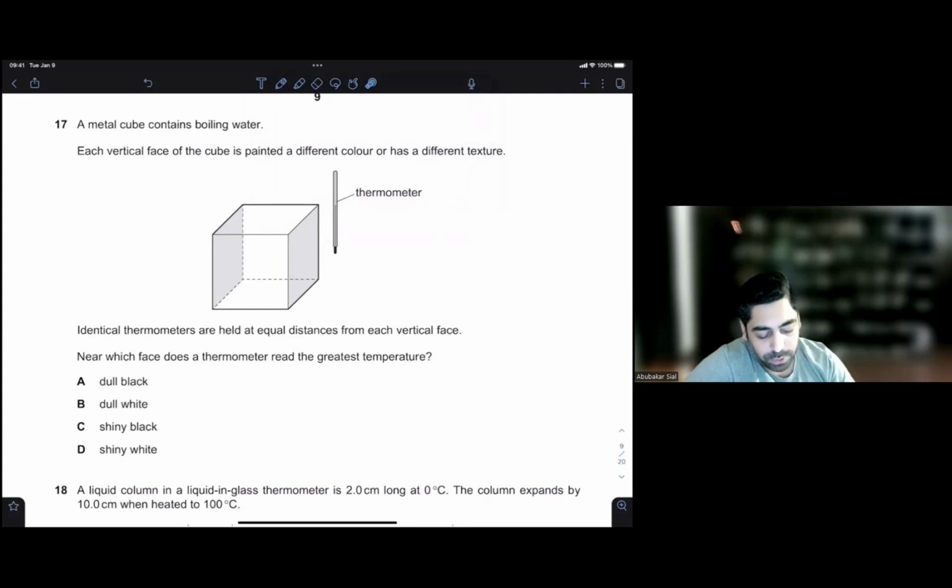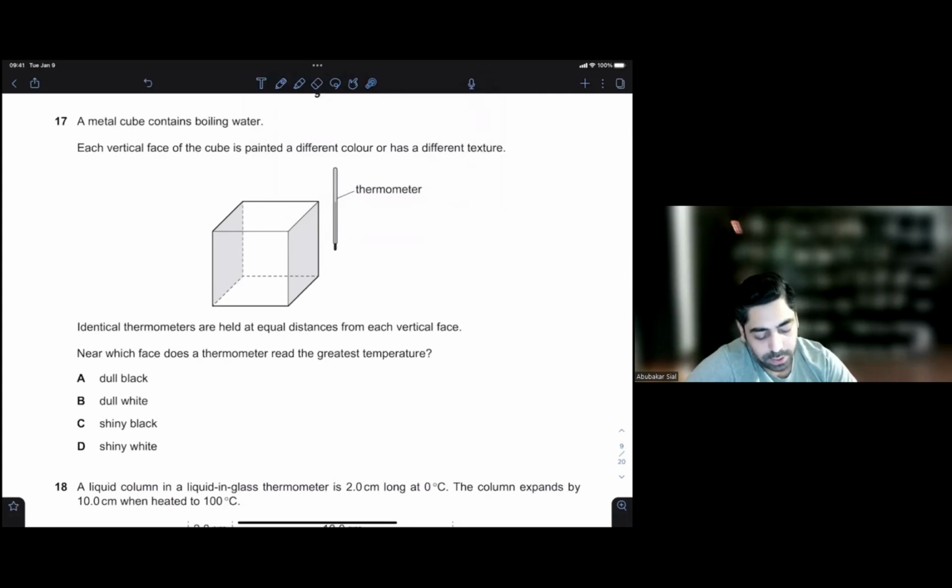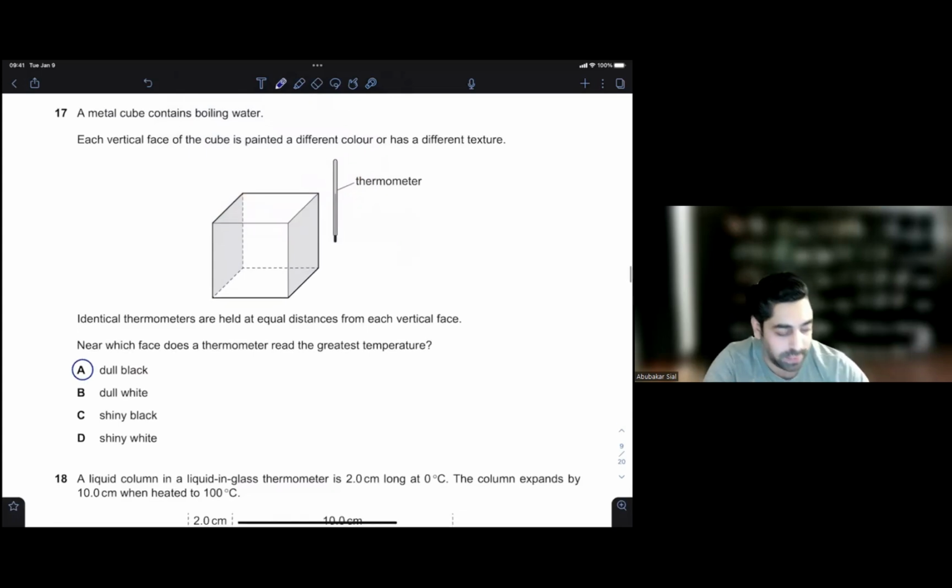Now, what you need to do mentally in terms of processing this question is that you understand how a thermometer takes a reading. Well, all of these faces will radiate heat, and the thermometer will absorb that heat, right? So whatever it absorbs is the reading that it's going to show. So then naturally, the next question you ask yourself is, which of these faces will radiate at the fastest rate? We know that dull black surfaces are the best emitters and the best radiators of heat.